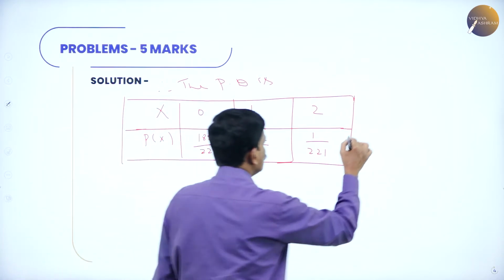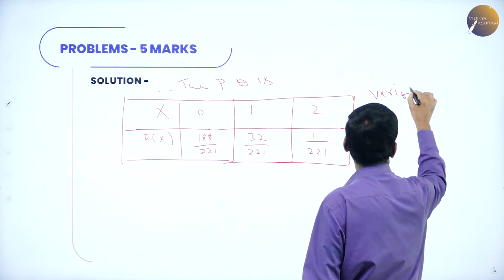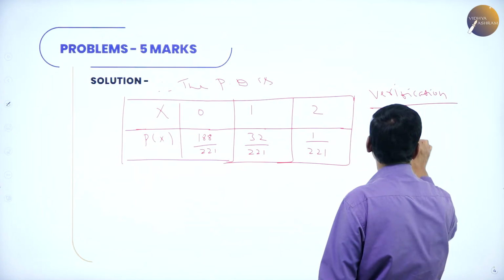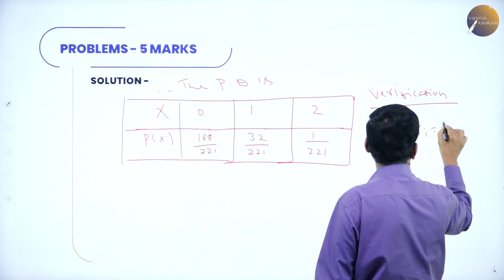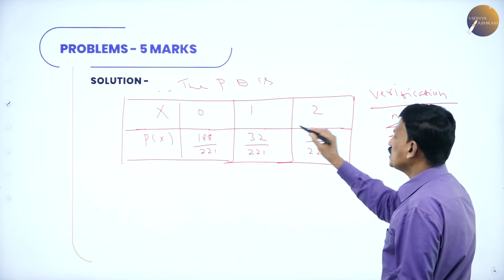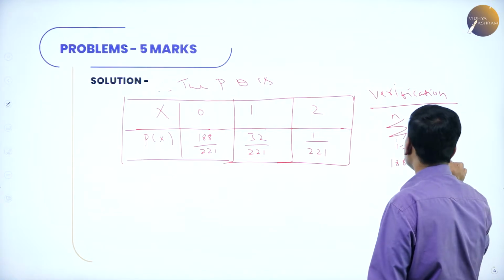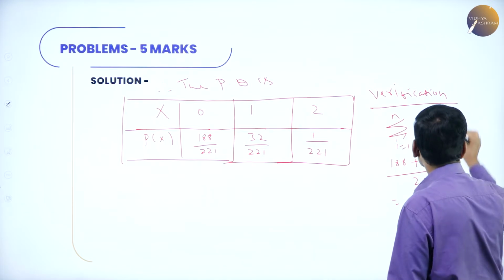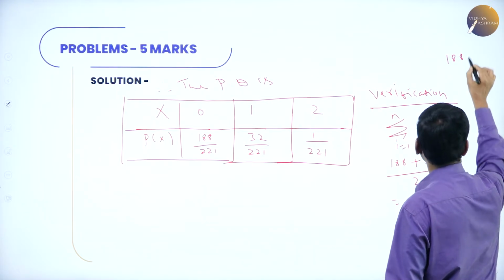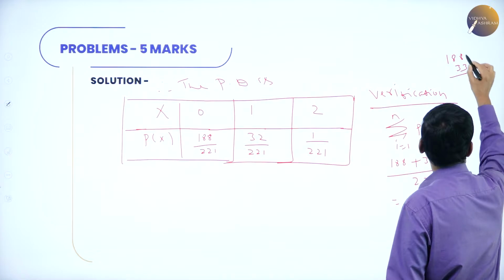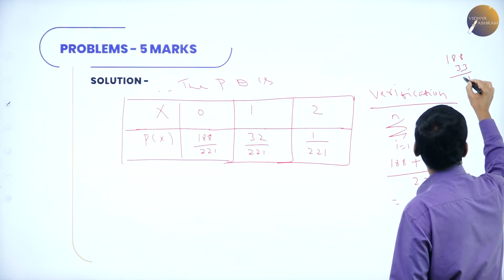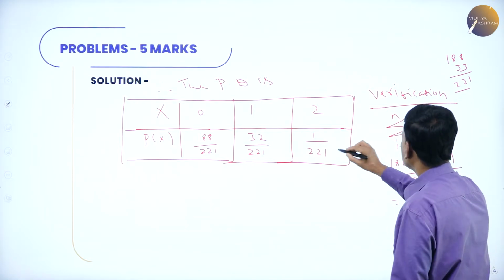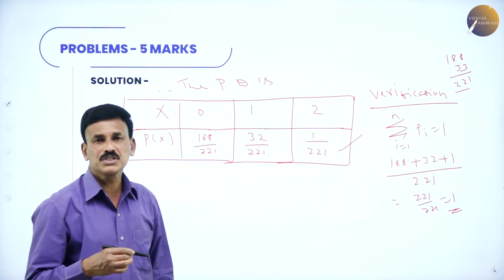If you want to go for verification, verify it. Sigma i is equal to 1 to n, p i is equal to 1. So this is 188 plus 32 plus 1 divided by 221. So what is this equal to? 188 plus 33, this is 221 by 221, which is equal to 1. Okay. So this is the probability distribution table.